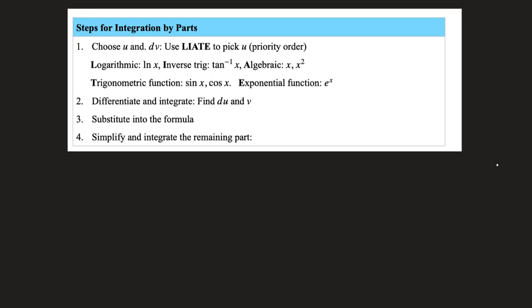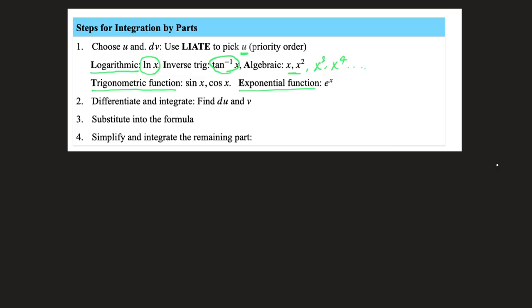Here is a general idea for picking u. First, think of a logarithmic function, ln x. That's the first choice. Second is an inverse trigonometric function. Third is algebraic, x squared, x cubed, x fourth, something like that. Fourth is a trigonometric function. Last is an exponential function. Most of the time when you see log and inverse trigonometric, that's going to be u. Keep in mind, that's very important. So here is how to pick the u.